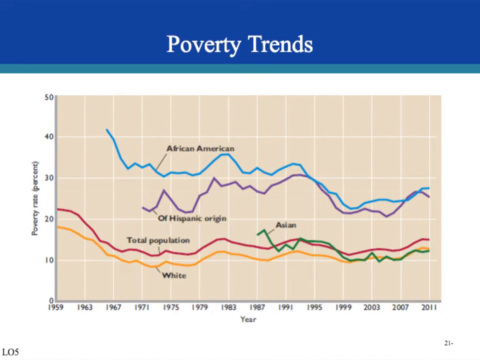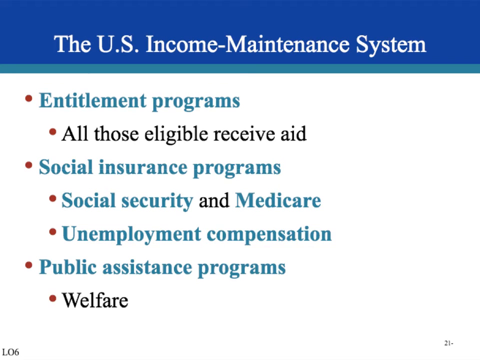Okay, so poverty for all groups dropped in the 90s, and then you could see in the Great Recession it rose over here. But we see that the number of African Americans living in poverty has declined significantly compared to the past. Okay. The U.S., especially for being a developed country, has a high level of poverty, higher than most other developed countries.